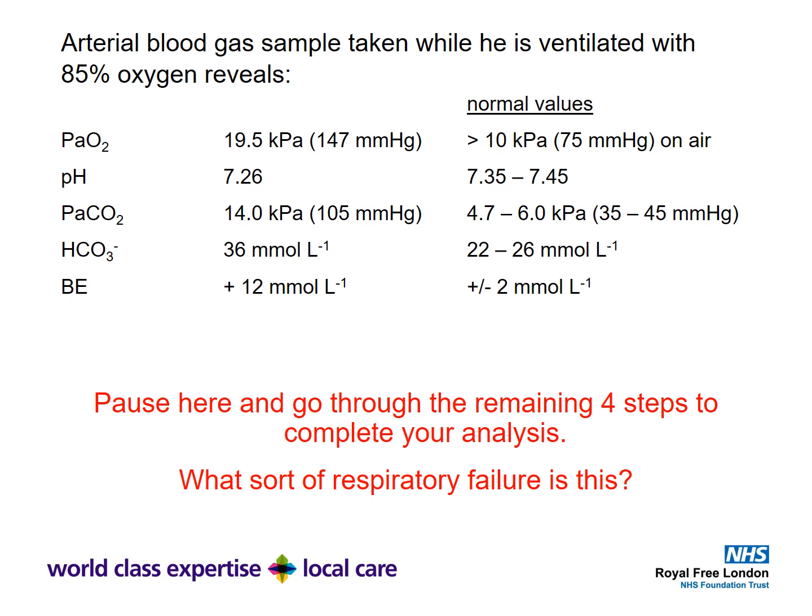So here's the arterial blood gas. Have a look at the results, pause here and go through the remaining 4 steps to complete your analysis. What sort of respiratory failure is this?